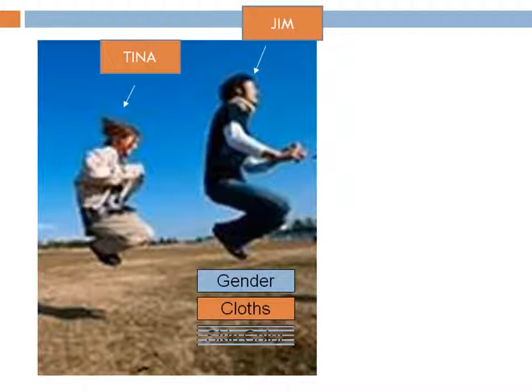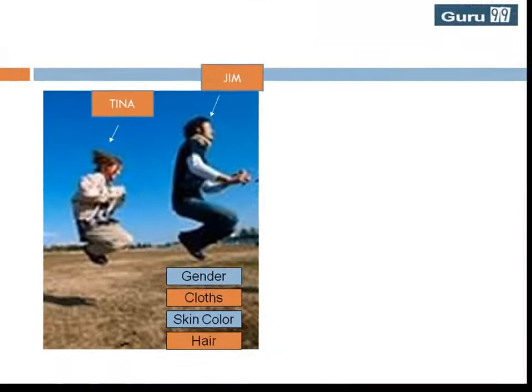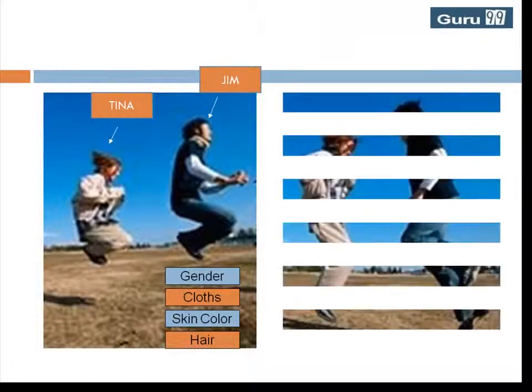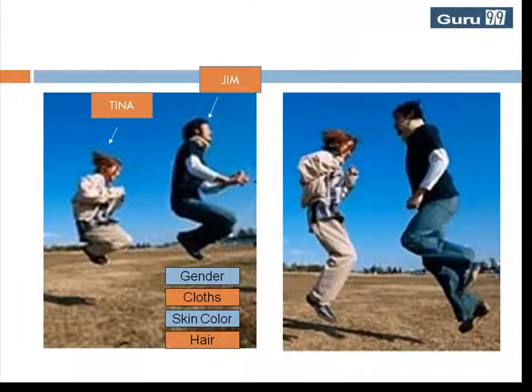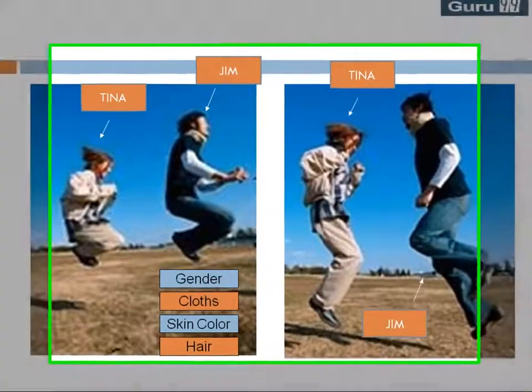properties like gender, clothes, skin color, hair, and so on. So, when you were shown the second picture without the name markers, even though the position of the human objects on screen had changed, by comparing the properties learned earlier like gender, clothes, and so on with the properties of human objects on screen, you could identify the names accurately.